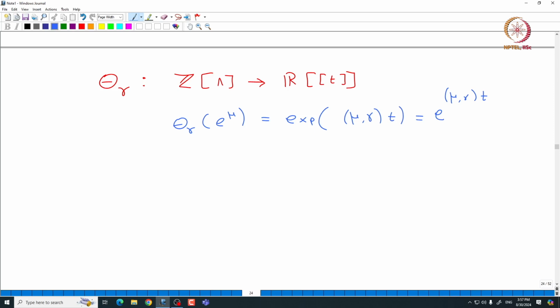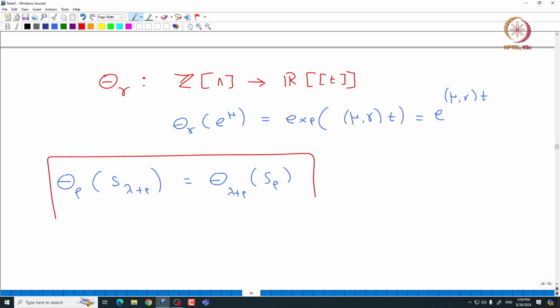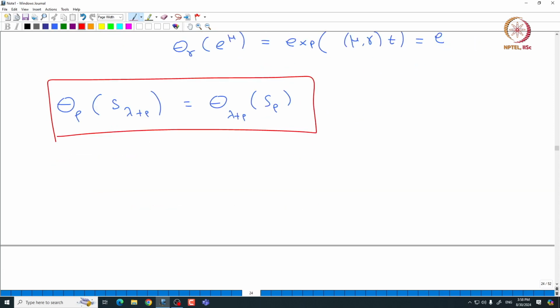So, now let us prove the following identity, which is in some sense elementary. If you take theta of rho and apply it on S of lambda plus rho, then you can see that this is exactly the same as theta of lambda plus rho applied on S of rho. This is the most important identity that will be used in order to prove the Weyl dimension formula. So, let us verify this, and after that the proof will become very clear.